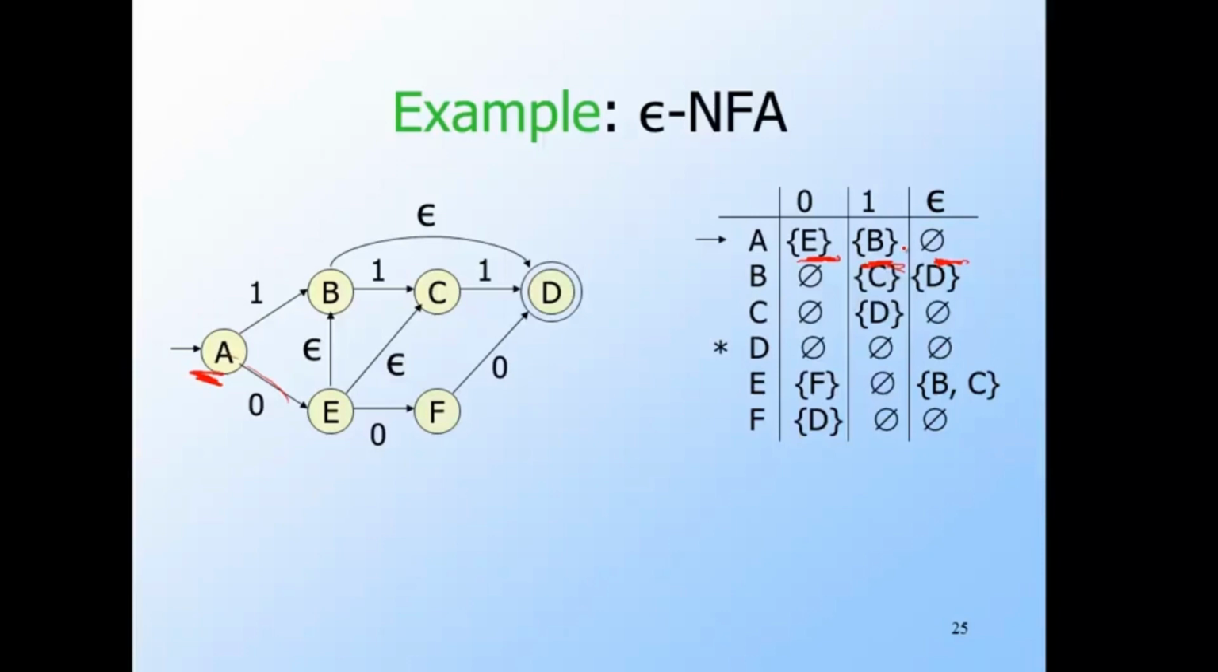Let's look at E now. On 0, there's a transition to F, and only to F, so you get the set containing F there. There are no transitions at all from E on a 1, so you get the empty set. And on epsilon, you have transitions to both B and C, so that you have the set containing B and C at that entry.